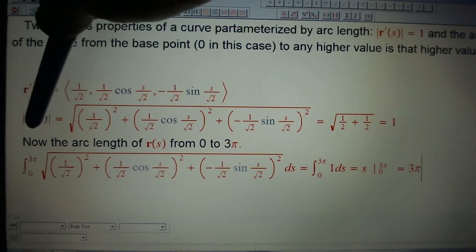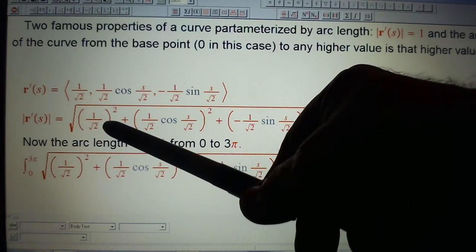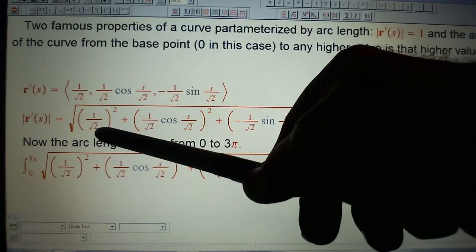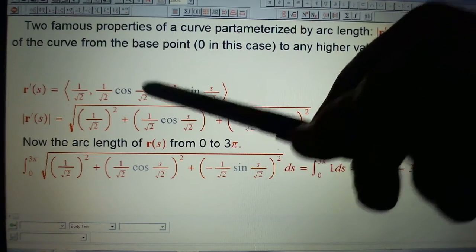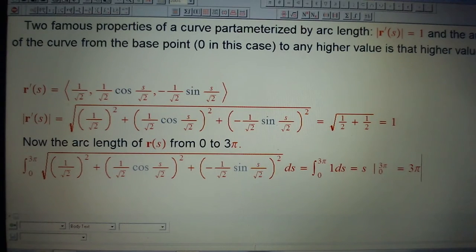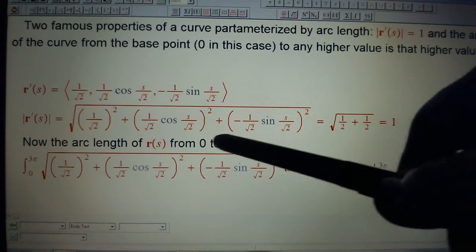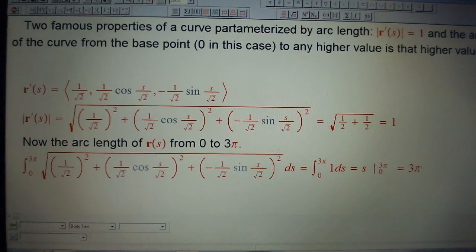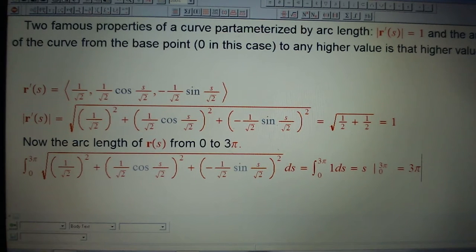The length of r prime is done out, and a nice thing happens, because 1 over square root of 2 is, because this is r prime, 1 over square root of 2, that's the first coordinate squared, becomes a half. This thing becomes a half cosine squared of s over square root of 2. So that thing is going to become a 1/2 because I square it. Same thing over here. This minus sign doesn't matter at all. This becomes a 1/2. So I have 1/2 cosine squared plus 1/2 sine squared. That adds up to 1/2. So this 1/2 plus this 1/2 is equal to 1. So I told you it would happen, and there it is.